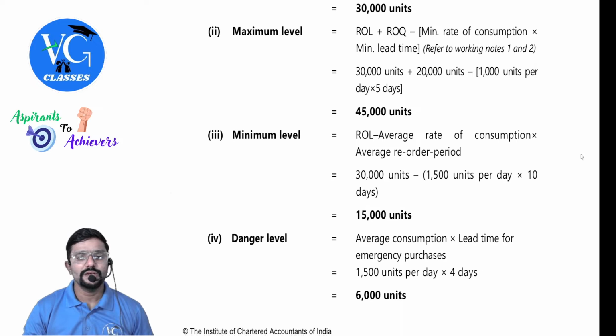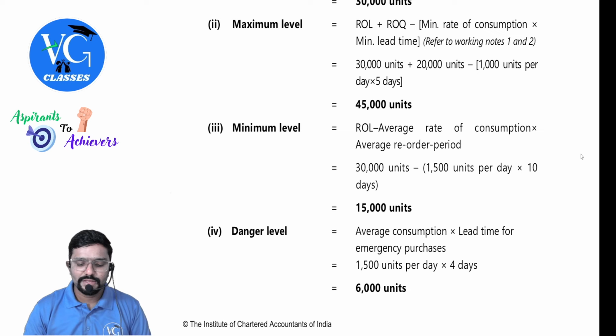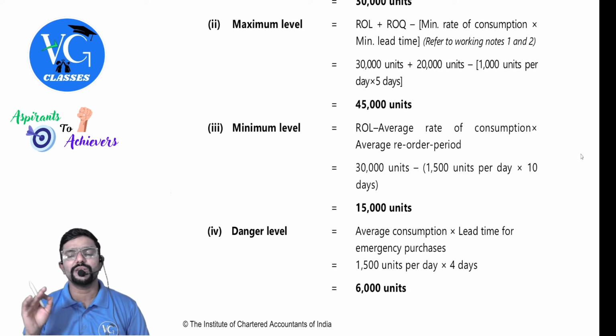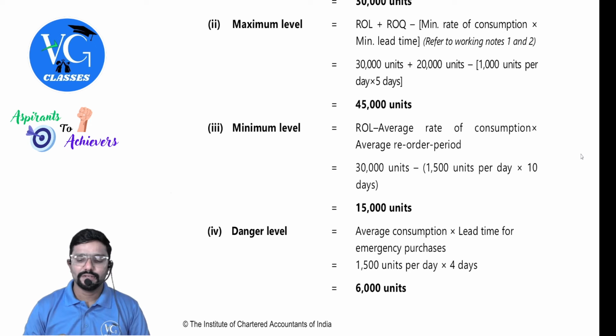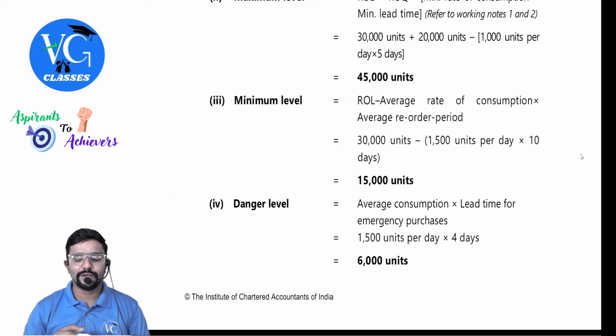Coming to minimum stock level: reorder level minus average consumption into average lead time, guys. Now, 30,000 minus 1,500 into the average lead time, which is 10 days. Do the calculation. Next, coming to danger level. What is the formula, sir? Average consumption into lead time for emergency purchases. They have given it separately in the question.